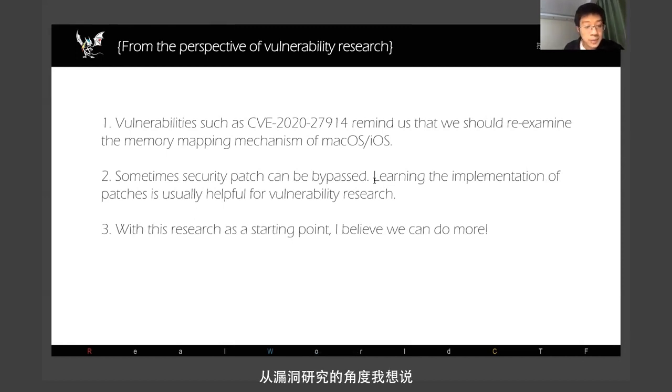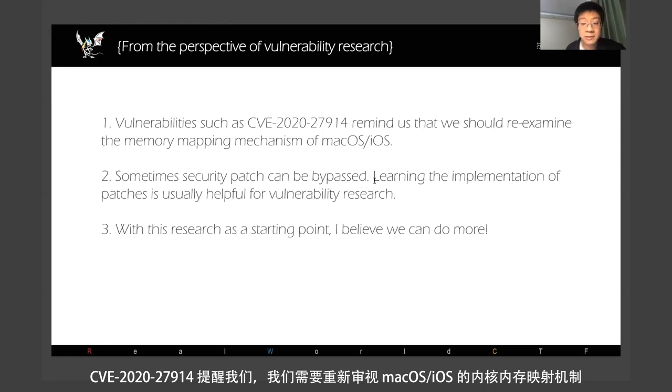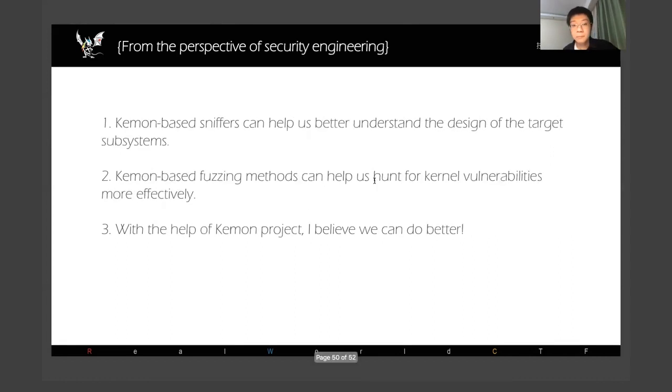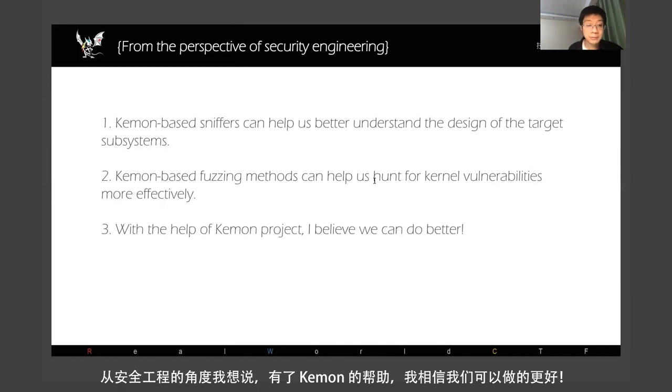From the perspective of vulnerability research, I want to say CVE 2020-27914 reminds us that we should re-examine the memory mapping mechanism of the macOS and iOS kernel. And with this research as a new starting point, I believe we can do more. From the perspective of security engineering, I would say with the help of the KMON project, I believe we can do better.